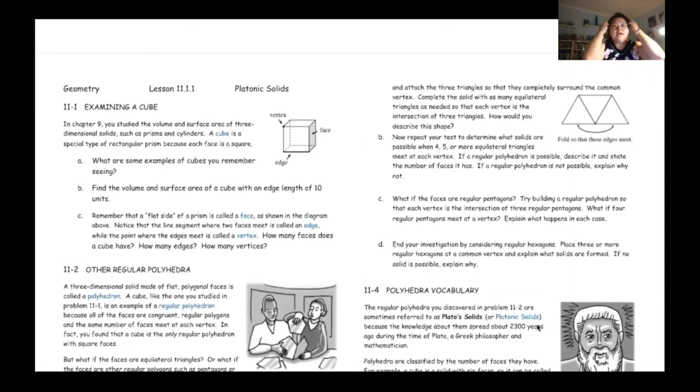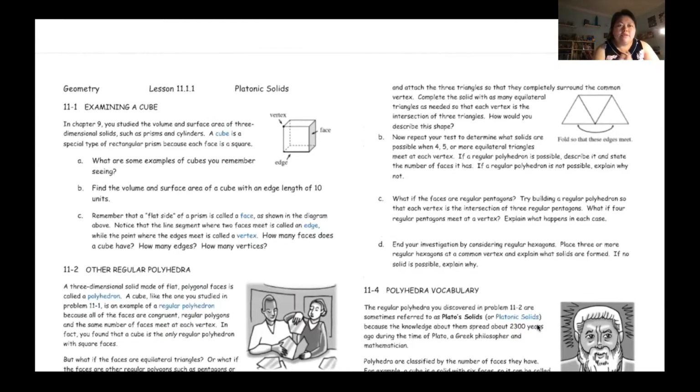Okay, this is lesson 11.1.1. We're on platonic solids. So far you've learned a few solids in the previous lessons. You've got the cylinders and you've got some prisms. And so we're going to take a look at a few more interesting solids, right?